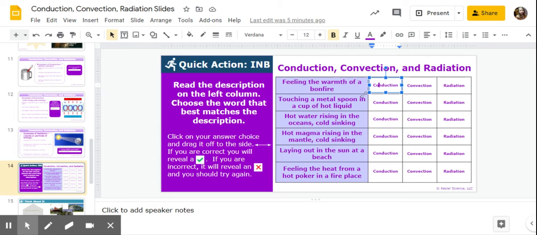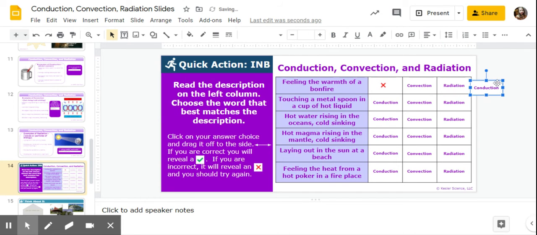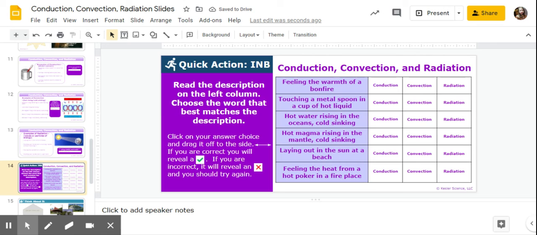So what you're going to do is feeling the warmth of a bonfire. You're going to take this, you're going to drag it to the side. Oh man, that's wrong. Let me put it back. Then you're going to do convection. Oh man, that's wrong. Put it back. You got to keep doing it until it looks like all check marks all the way through. You're going to click and drag like that, okay? So each of these sayings is either conduction, convection, or radiation, okay?